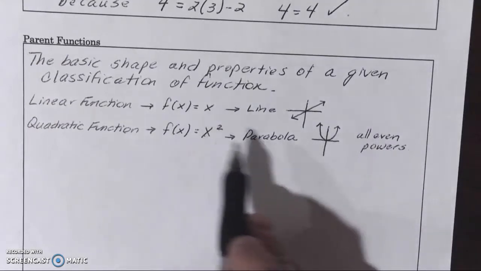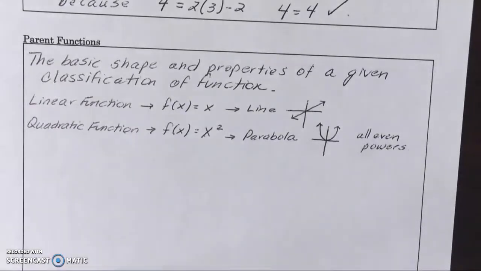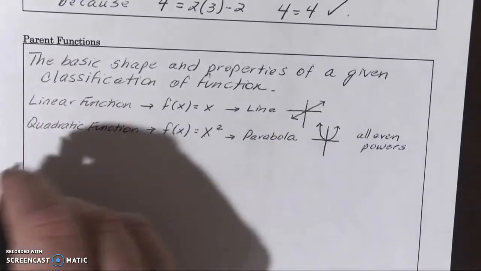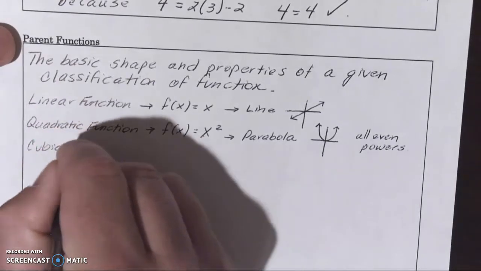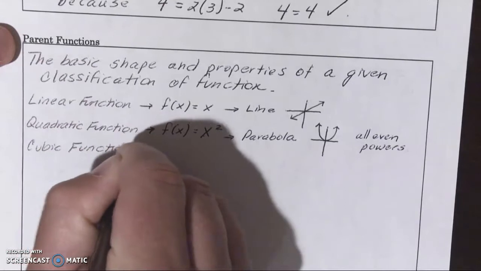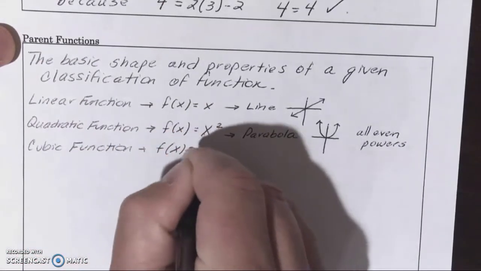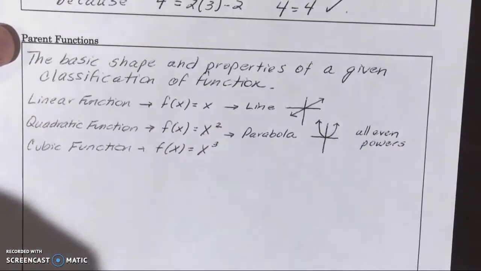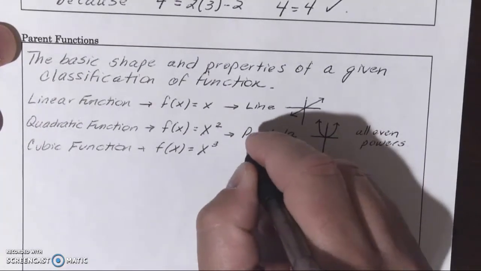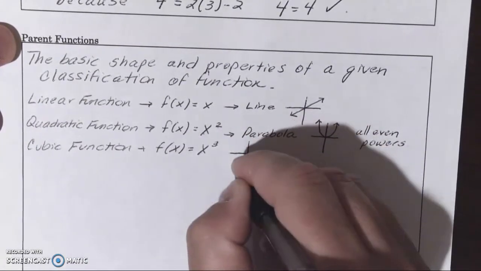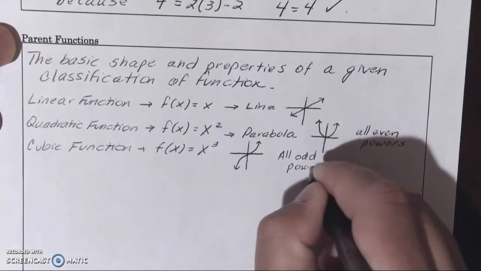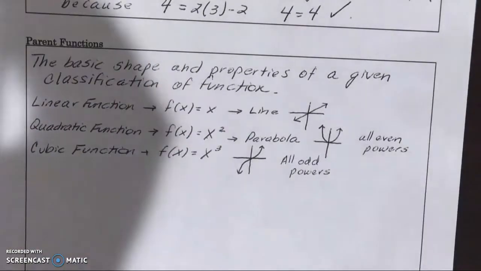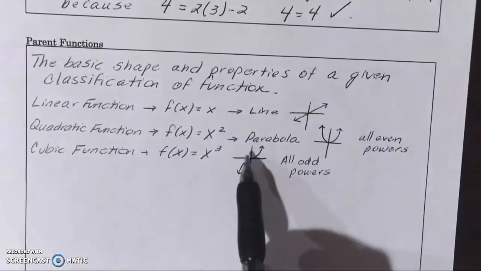Okay, we start adding different terms to your quadratic function. That's when some things start to change. A cubic function. The parent cubic function would be x to the 3rd. No fancy name for the shape of a cubic function, but the graph would look like this. And all odd-powered parent functions would look similar to this.